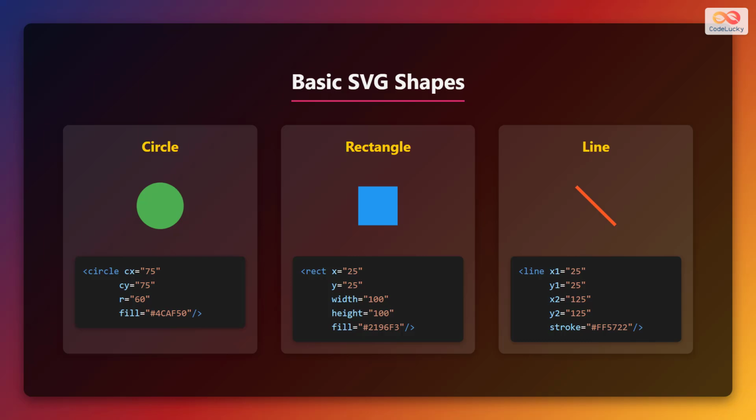Next, we have the rectangle. The rect element is defined by the x and y attributes, specifying the top left corner coordinates, and the width and height attributes. The fill attribute sets the color of the rectangle. Then we have line. The line element is defined by the x1, y1, x2, and y2 attributes, which specify the start and end points of the line. The stroke attribute sets the color of the line, and the stroke-width attribute defines the thickness.